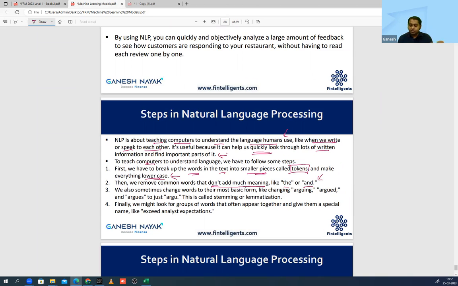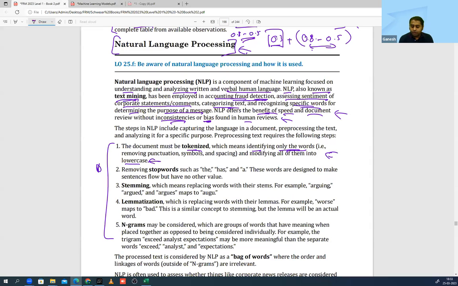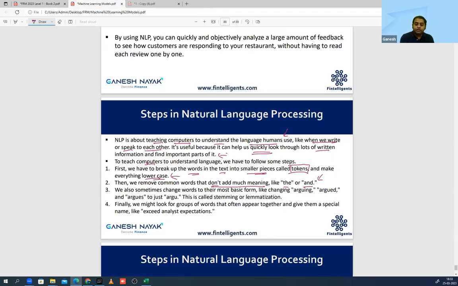Okay, the second step is to remove the common words. Okay, that is nothing but over here, stop words. The, has, a, which is not changing the meaning of the sentence. Okay, which has no value. So we'll have to remove those words.